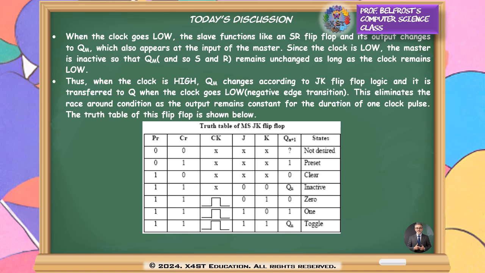Thus, when the clock is high, QM changes according to JK flip-flop logic and is transferred to Q when the clock goes low, that is, on the negative edge transition. Here is the truth table showing how this flip-flop works.